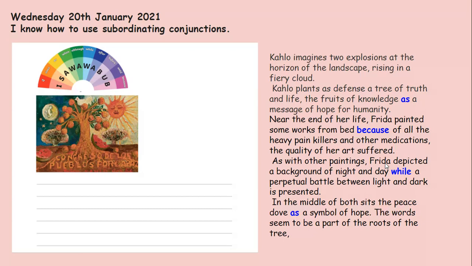And these are the ones I have chosen: as, because, while, and another as. So maybe you've used a different one. Double check it makes sense. Double check if mine makes sense. I'll read that one again. Kahlo plants as defence a tree of truth and life, the fruits of knowledge as a message of hope for humanity. So that does make sense when I read it out loud. Hopefully you got the same as me.